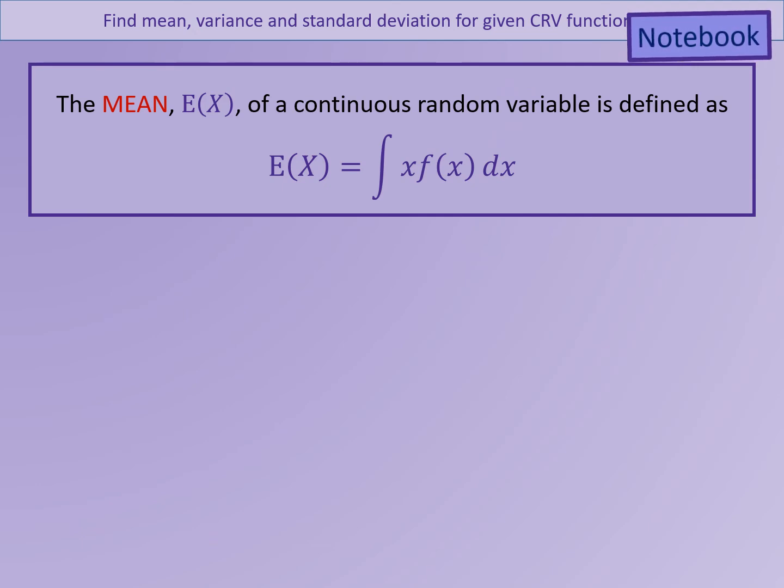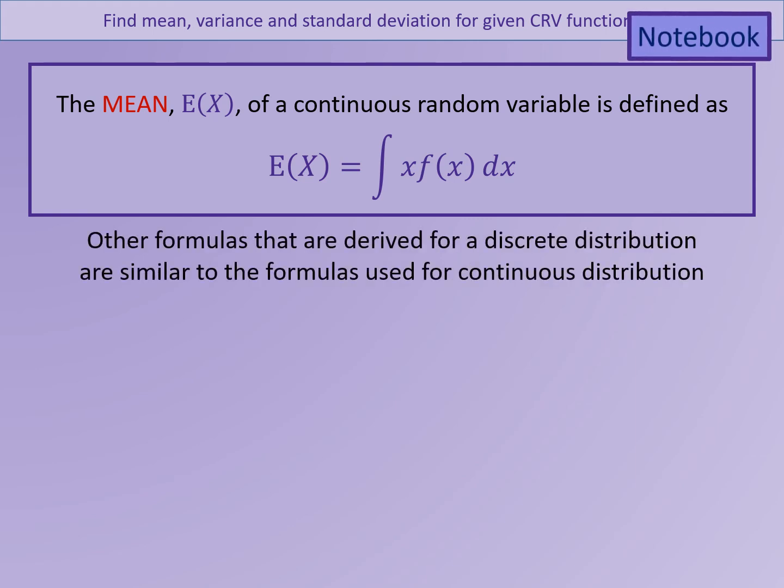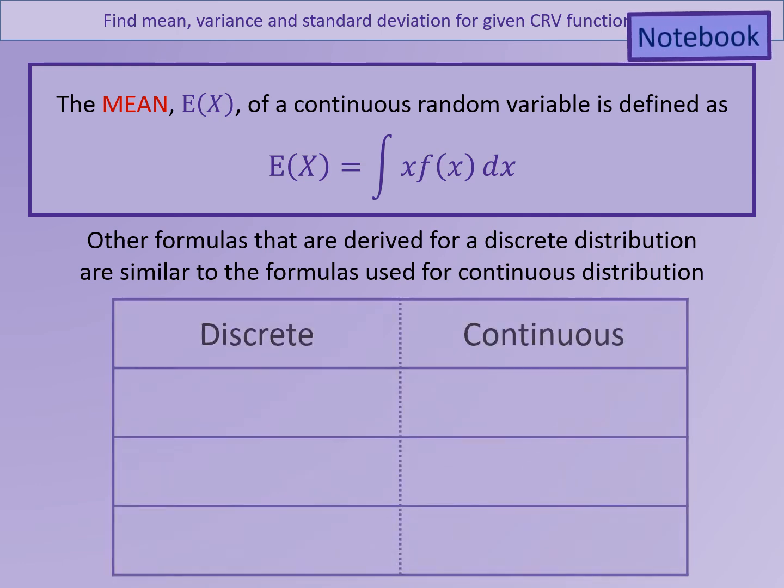So the mean, or expected value, of a continuous random variable is defined using the formula E(X) equals the integral of x multiplied by f(x). Other formulas derived for a discrete distribution are similar to the formulas for a continuous distribution. So for example, for the discrete case, the expected value of a function g(x) can be written as the sum of g(x) multiplied by the probability in each case.